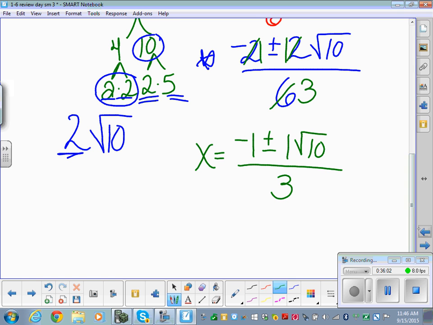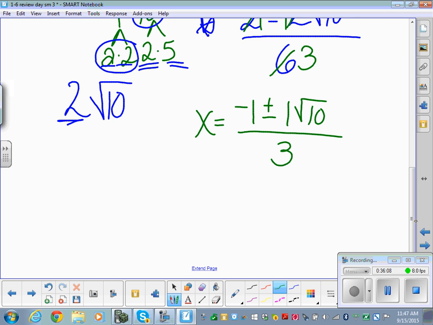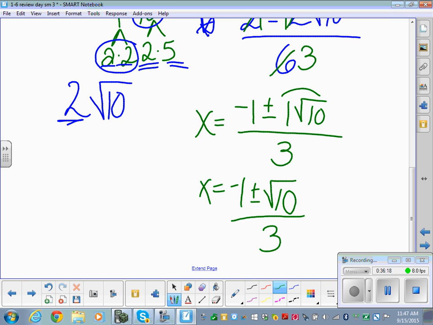Now, understand that on a test, they're not going to write 1 times the square root of 10, guys. It's just the square root of 10. So x is equal to negative 1 plus or minus the square root of 10, all over 3. Once again, this just means negative 1 plus the square root of 10 over 3, and negative 1 minus the square root of 10 over 3. Those are the x-intercepts, where it's crossing the x-axis.